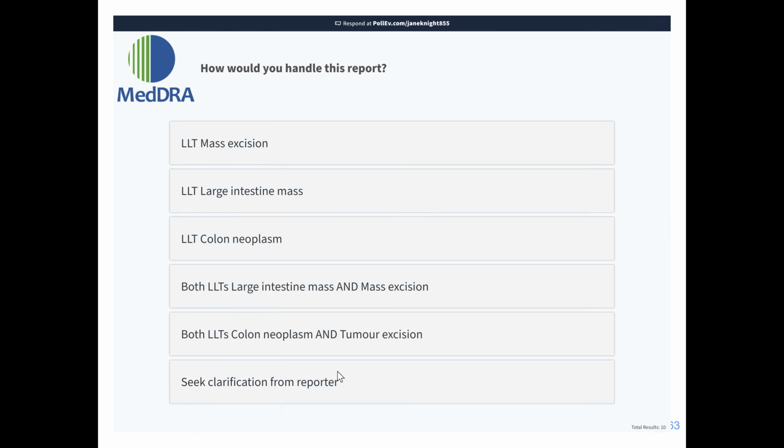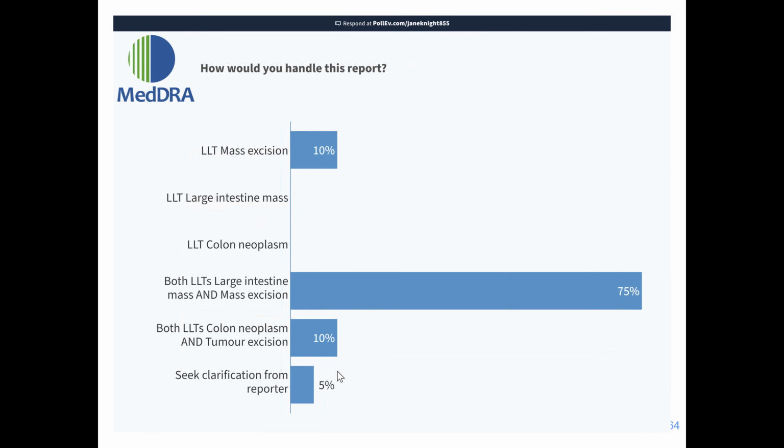I see a few of you have voted. What would you choose here? Would you go for the mass excision? Is that enough to capture it? Large intestine mass or colon neoplasm, which captures the site of the colon? Which of those is the most appropriate, or a combination? I think that's about stable. Anyone else going to vote? So let's see where you voted.